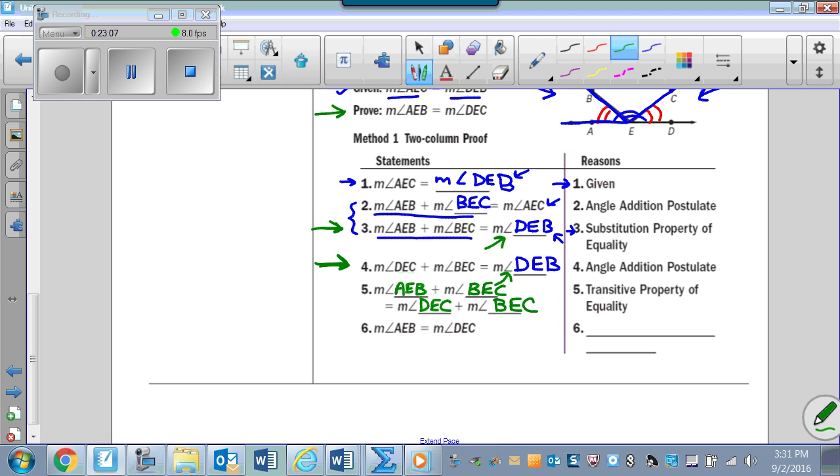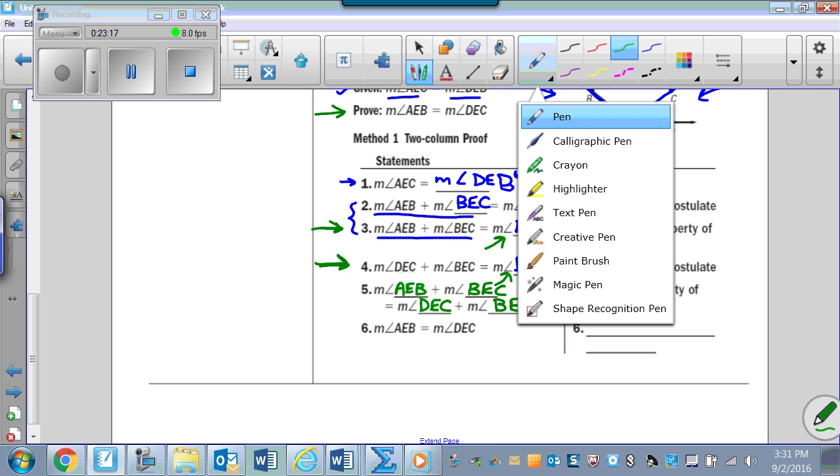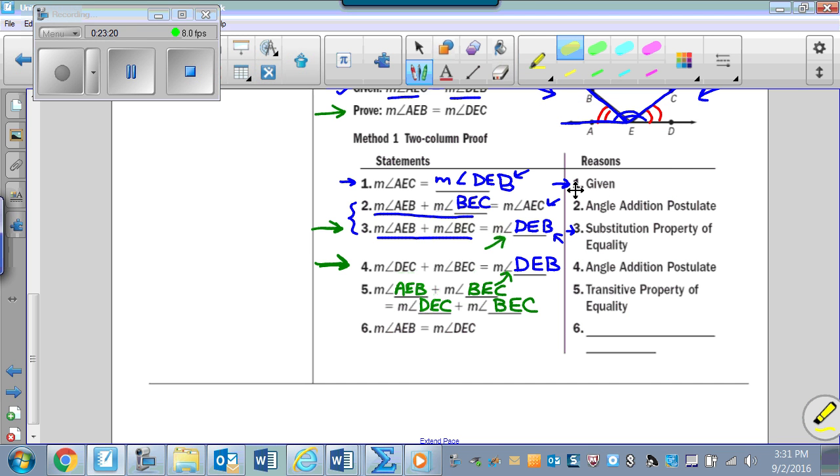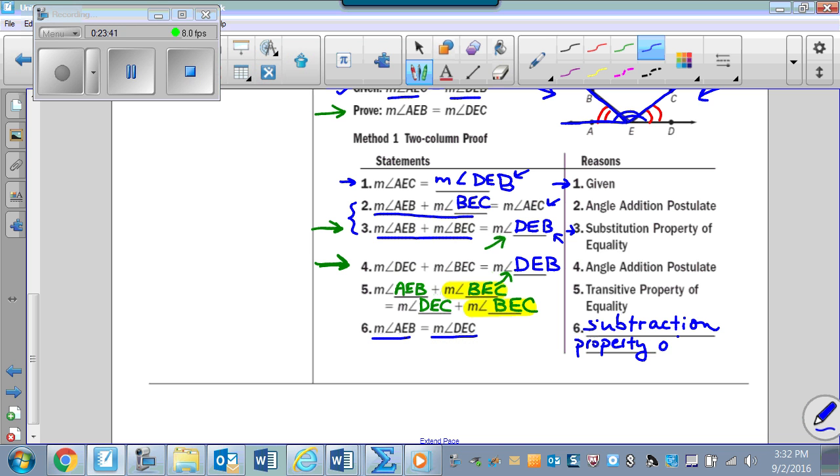What did we do? Oh, I see what we did. We subtracted the measure of angle BEC from both sides, right? If we subtract the measure of angle BEC from both sides, what we have left is the measure of angle AEB equals the measure of angle DEC. So that's going to be the subtraction property of equality.